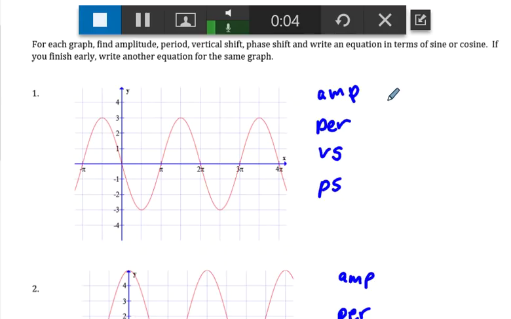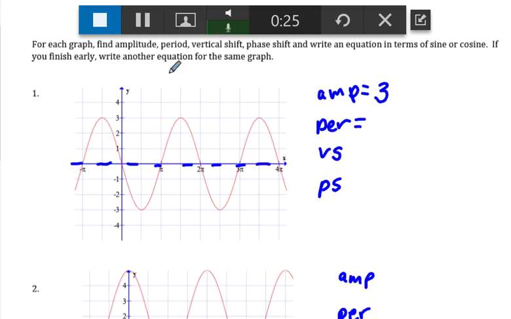All right, who has the amplitude for the first one? 3. I heard a couple of 3s. Do you guys agree with that? Okay, so depending on where you start, your A value might be positive or negative, but remember that the amplitude is always positive, okay? So even if your A value is negative, your amplitude is positive.